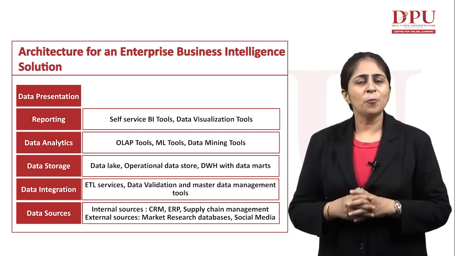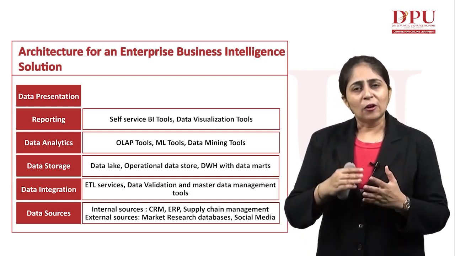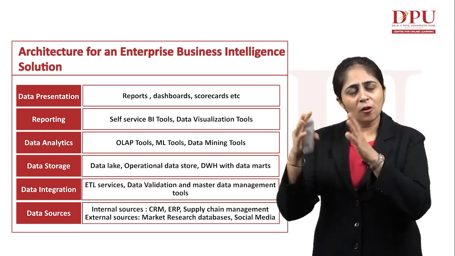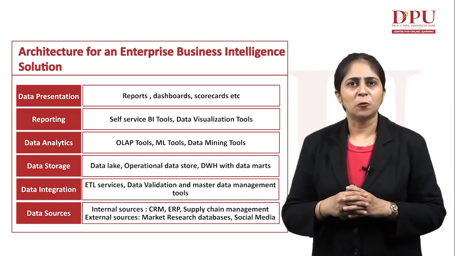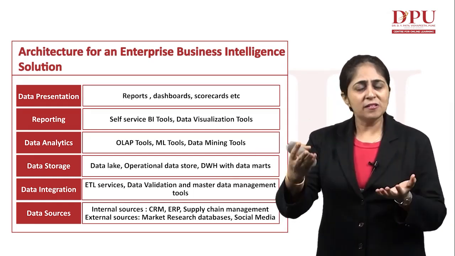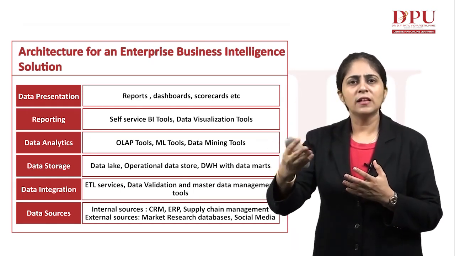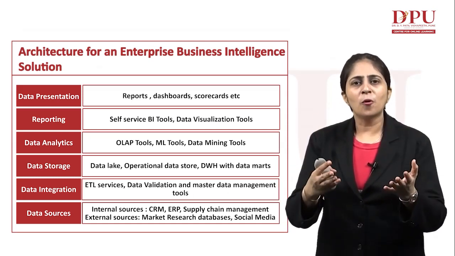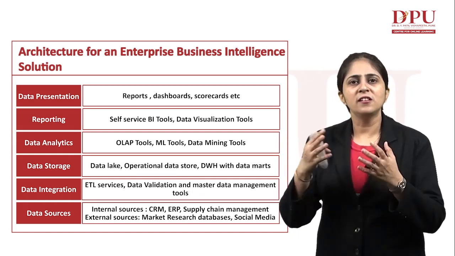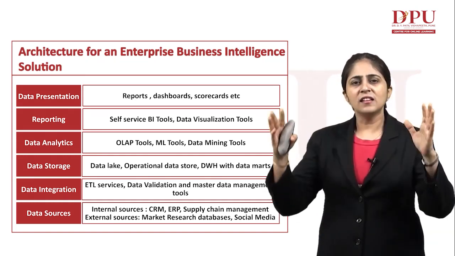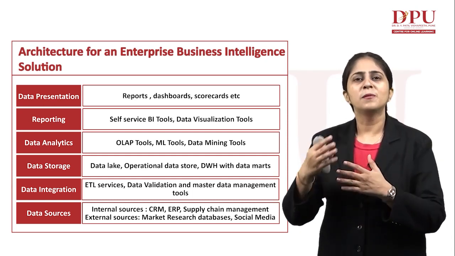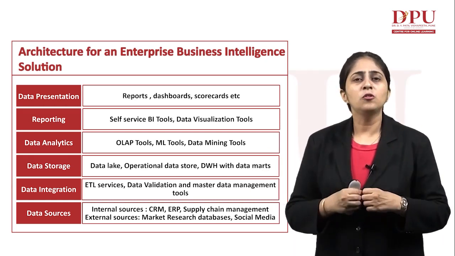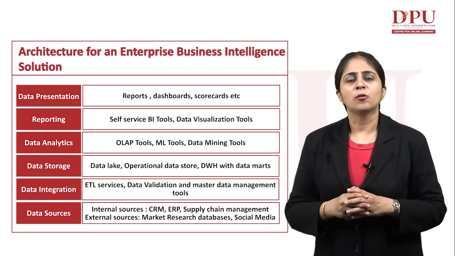At the end, we have the topmost layer, which is data presentation. At the data presentation layer, we have the reports, the dashboards, and the scorecards, which are all being created in the layer below. Business users in the organization at different levels can take this data, analyze these reports, and make future strategies for the organization. So this is the whole architecture of an enterprise business intelligence solution. We have different levels where we have to use the data and analyze it into a proper format.